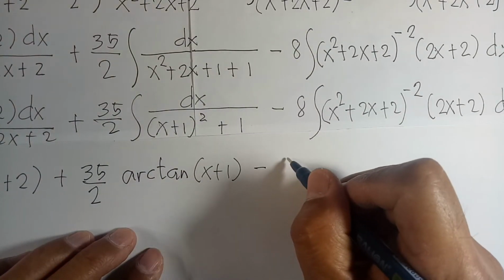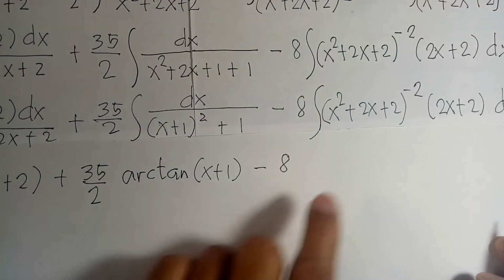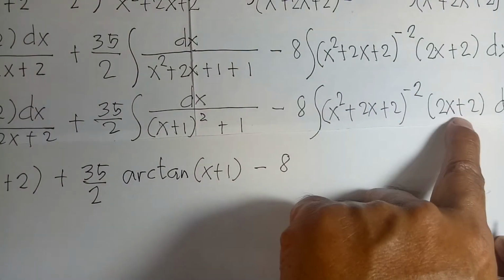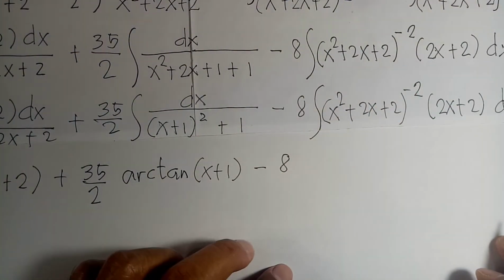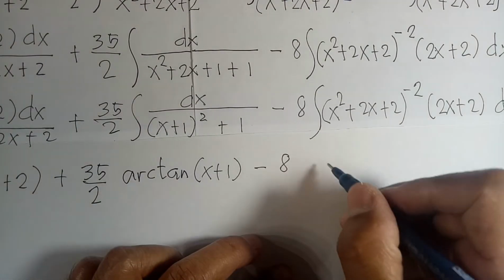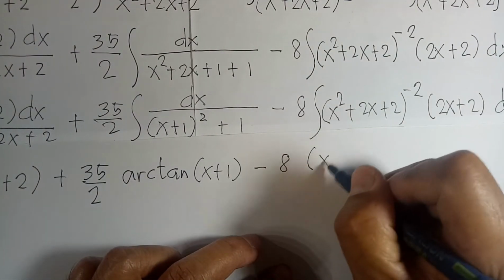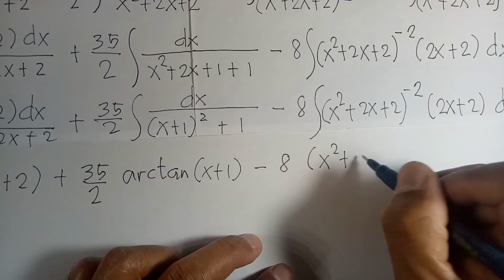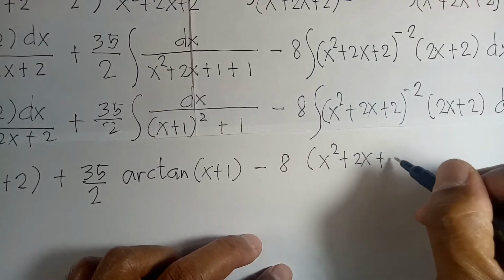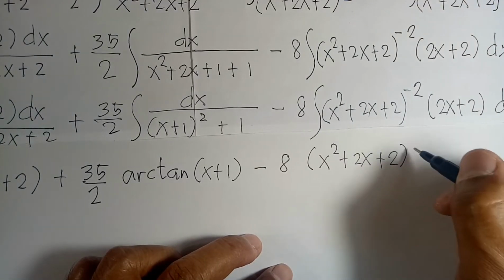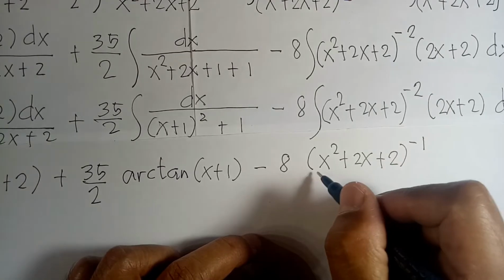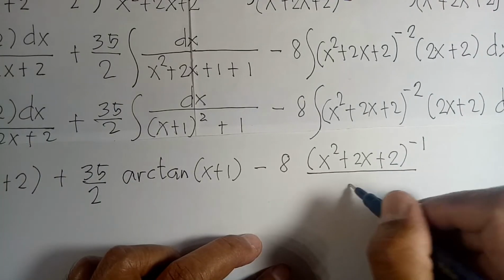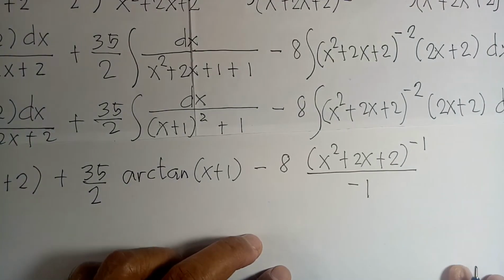So minus 8. So, integral of u to the n du. So, simply add 1 to the exponent. So, I will have x squared plus 2x plus 2 raised to negative 1 divided by negative 1.